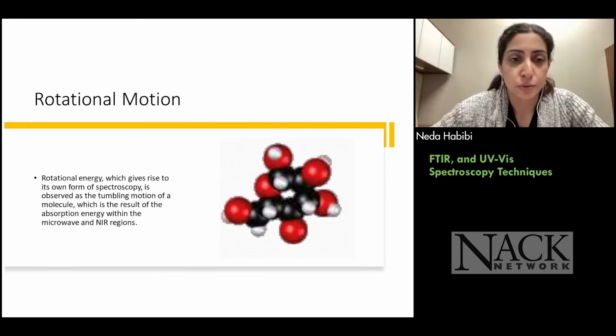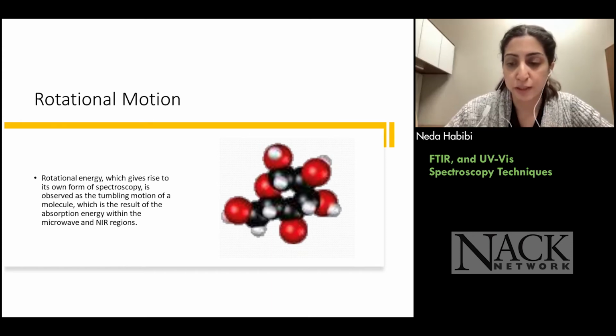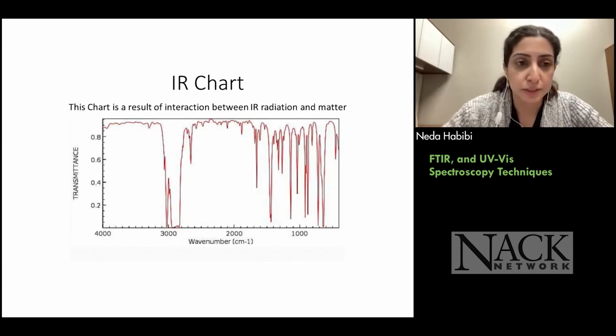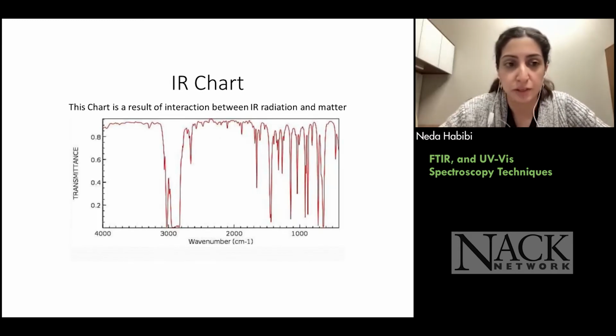We also have the rotational motion, which is a tumbling motion, also a result of absorbing IR radiation. We have a tumbling motion of these atoms. It's very similar to an oscillation of a spring. That will also cause a peak, absorbing that IR at specific frequencies that we can see in the FTIR chart. So the resulting information that we get from FTIR is a chart where we have transmittance versus wave number.